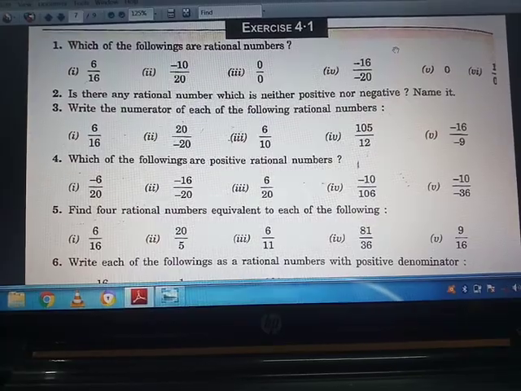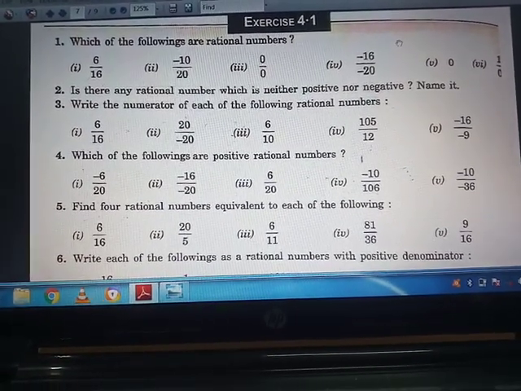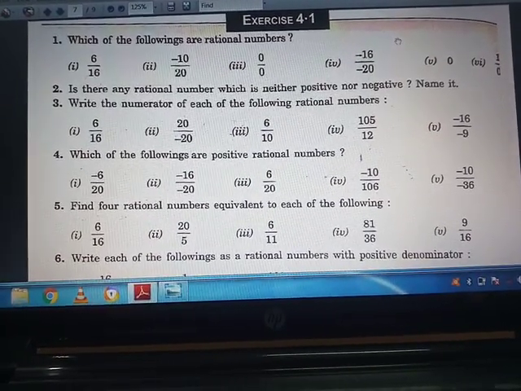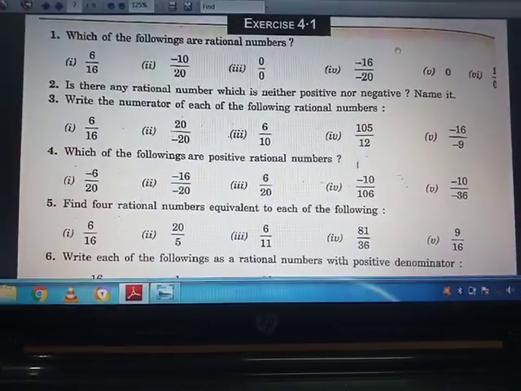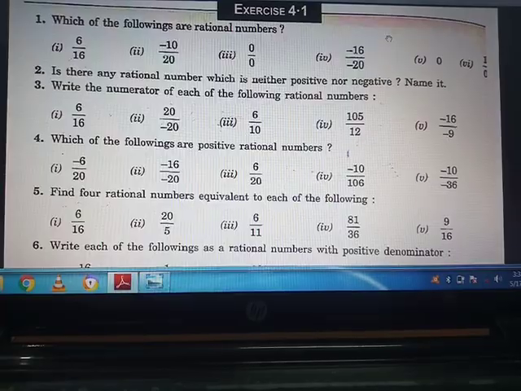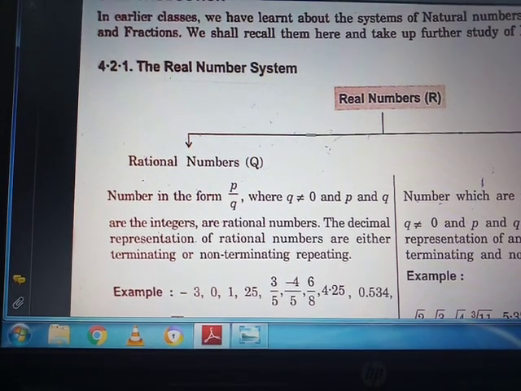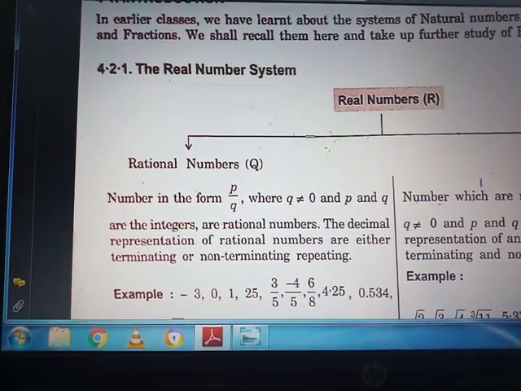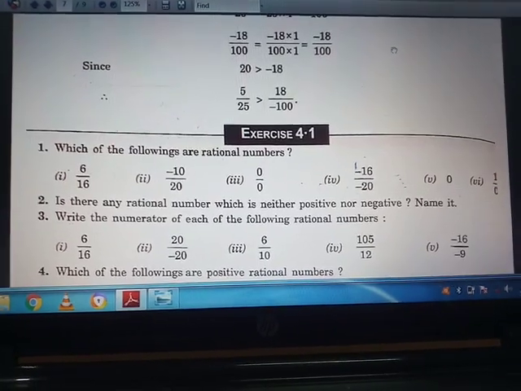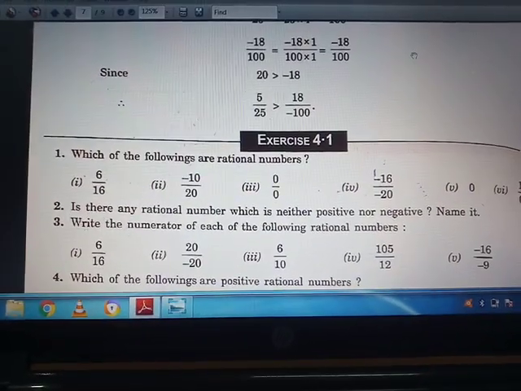1 by 0, if the denominator is 0, you can remind that any number which should be written in the form of p by q, where q is not equals to 0. We have already studied that q is not equals to 0. Basically, let's go to the definition portion. You can see here the rational number which can be written in the form of p by q, where q is not equals to 0. So in the 6th question, you can see that the denominator is 0, that is q is 0, so it is not the rational number.